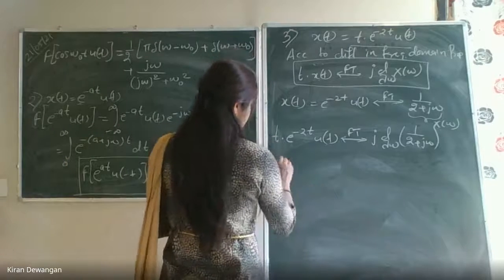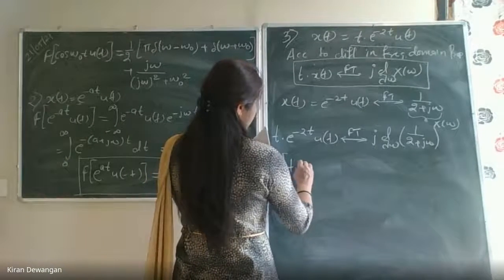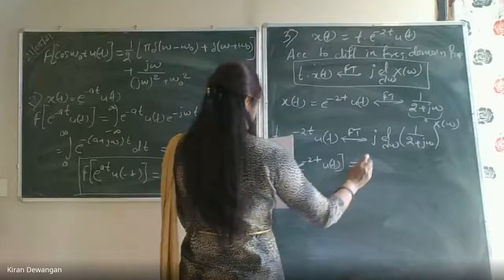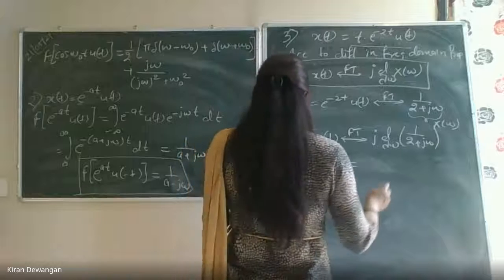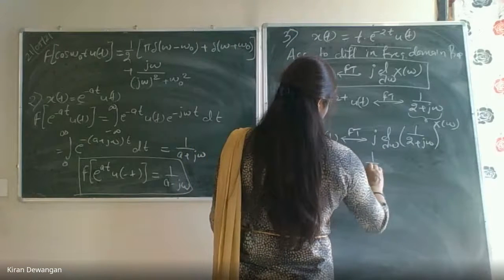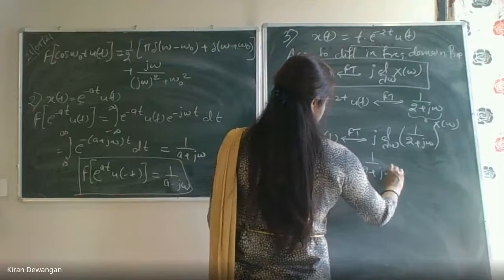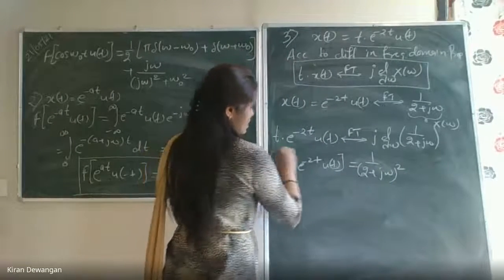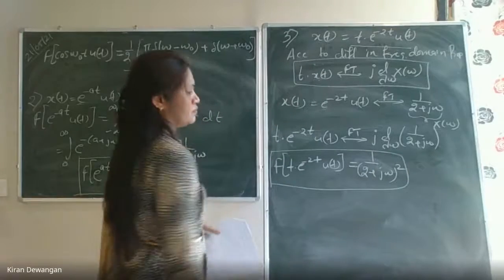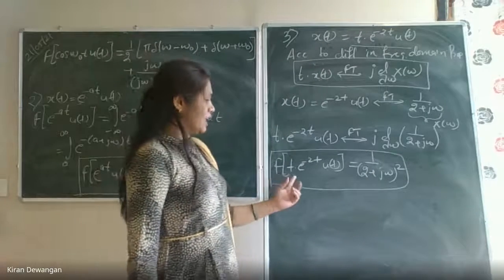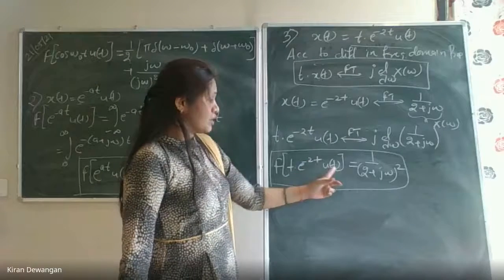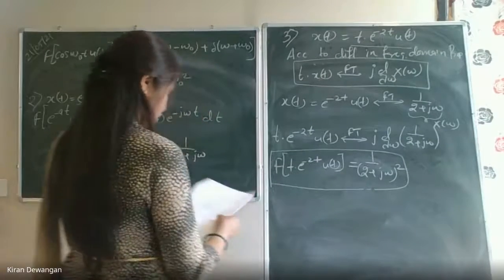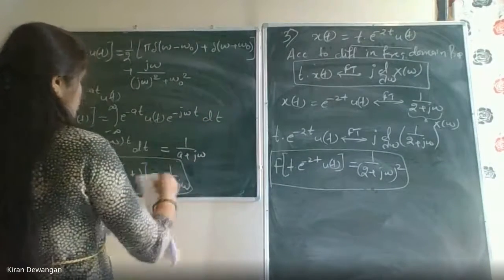And what is it? The Fourier transform of t times e to the power minus 2t into u(t) will be equal to, this is already there, 1 by (2 plus j omega) का square. So this is the answer. ठीक है? So if I am taking t times e to the power minus 2t u(t), if I differentiate it, I will get this as 1 by (2 plus j omega) का square. ठीक है? Now we'll solve the next question.